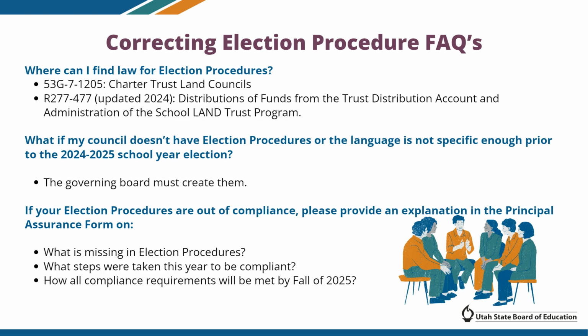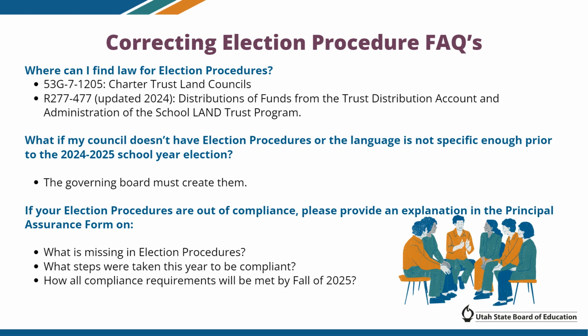You may be considering what the school should do if your council doesn't have election procedures or the language is not specific enough prior to the 2024-2025 school year elections. The governing board creates them prior to the election, and there are resources on the School Land Trust website to help your school become compliant.